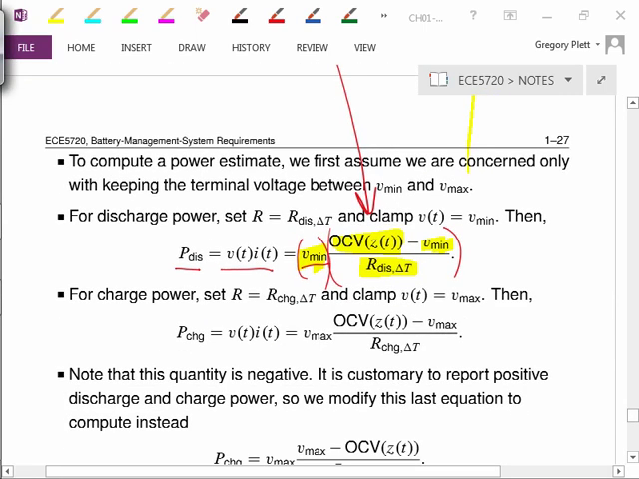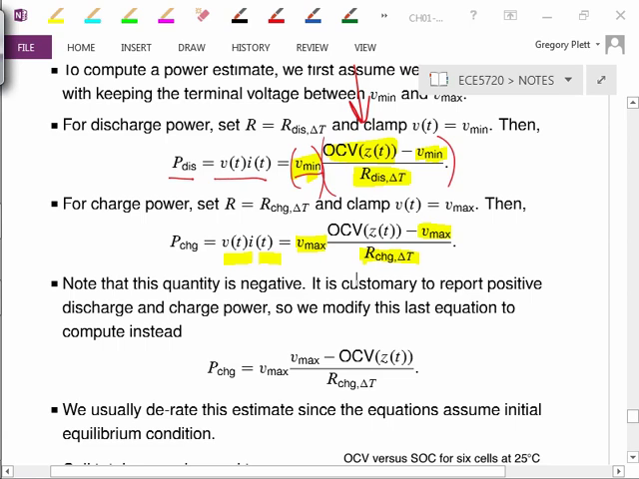For charge power, we do basically the same thing. Power equals voltage times current, except now I'm using Vmax instead of Vmin, and I'm using the charge resistance instead of the discharge resistance. Vmax is bigger than OCV, so we're going to have negative power for charge, which is fine, except that in my experience, most OEMs require power to be delivered as a positive number, so we just multiply by -1, or we rearrange the computation to have the -1 in it, so it's Vmax times Vmax minus OCV. Notice that this got switched around.